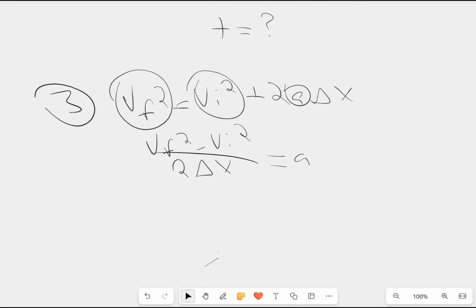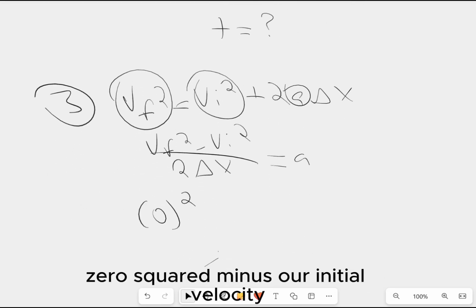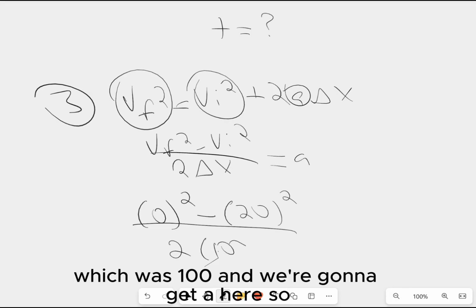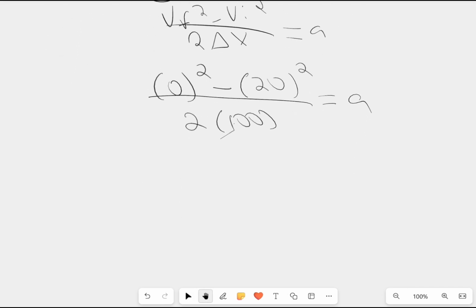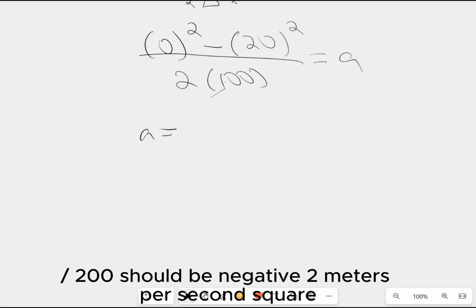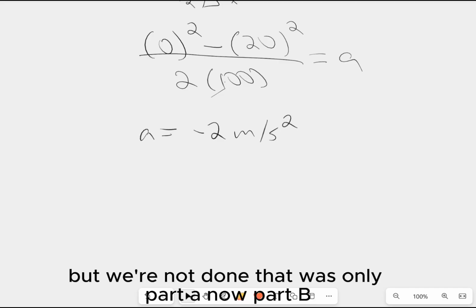So 0 squared minus our initial velocity, which was 20 squared, divided by 2 times our delta x, which was 100, and we're going to get a here. So our a should be equal to 0 minus 400, which is negative 400, divided by 200, it should be negative 2 meters per second squared. Perfect, but we're not done.